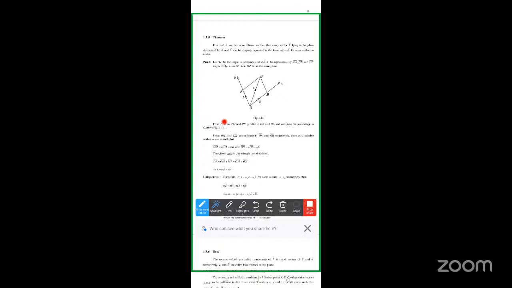But we have to show that this is unique. We can prove the uniqueness of the above theorem. So if possible, R bar is equal to M1 A bar plus N1 B bar.